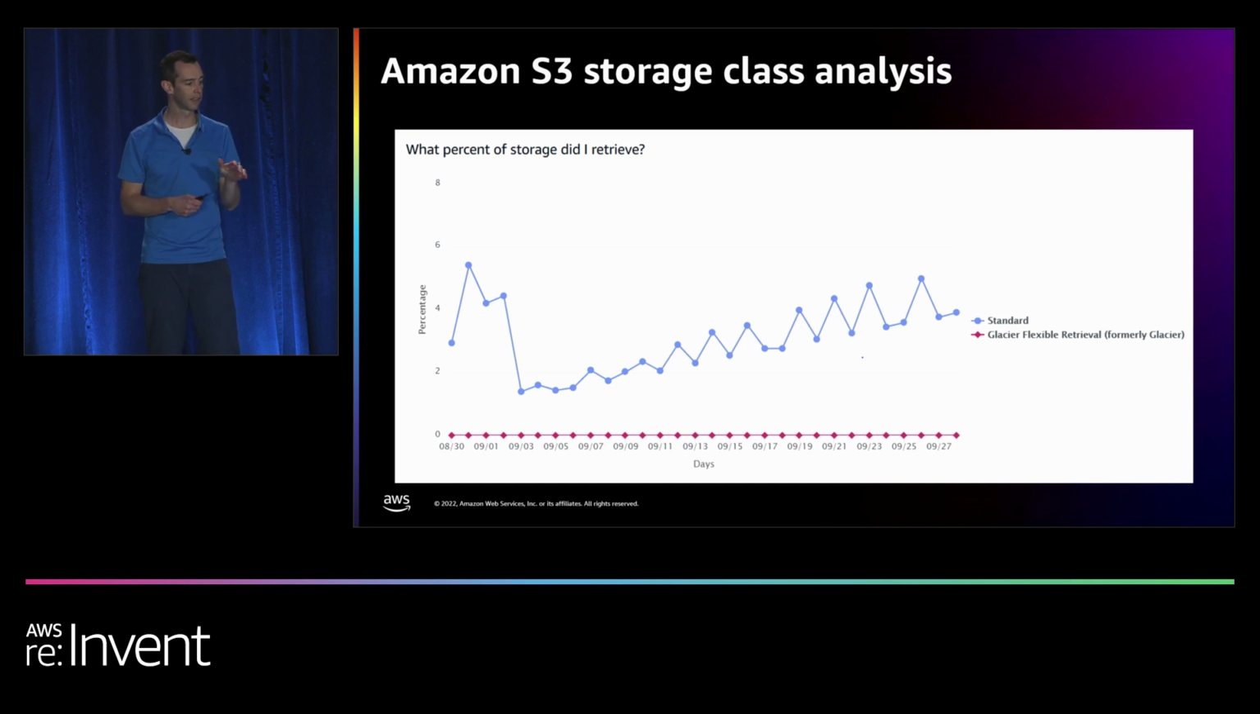And then storage class analysis. Here, there's just one visual of percent of storage retrieved over a period of time. Kind of a curious access pattern on this one of my buckets. But this pattern, and really seeing when that percentage retrieval is extremely low in a bucket, is a good opportunity to move it to lower cost, infrequent access, Glacier Instant Retrieval type storage classes.